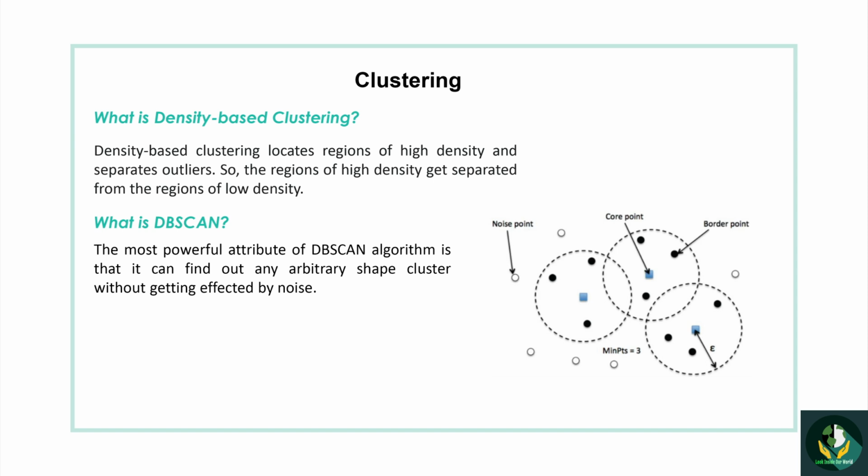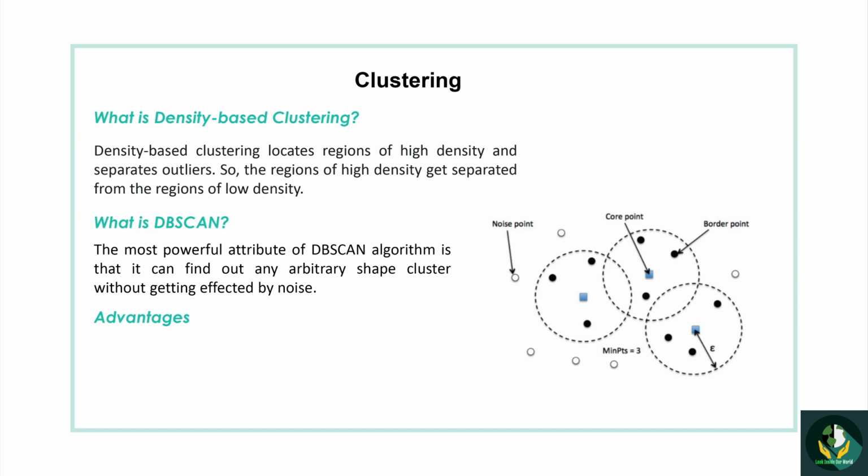One is radius and the other one is minimum points. Epsilon determines a specified radius. Now, if that radius includes enough points within it, we can call it a dense area. M determines the minimum number of data points we want in a neighborhood to define a cluster. The algorithm proceeds by arbitrarily picking up a point in the dataset. If there are at least m points within a radius of epsilon to the point, then we consider all these points to be part of the same cluster.